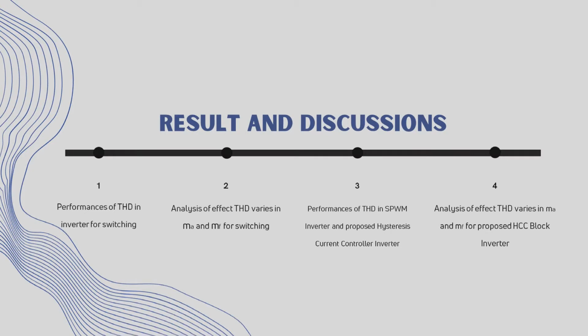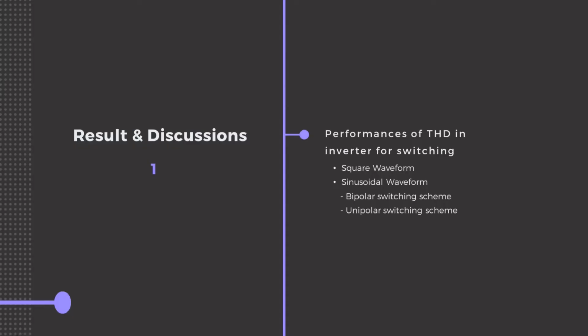It has 4 parts, which are performance of THD in inverter for switching. Second, analysis of effect of THD varies in MA and MF for switching. Third is performance of THD in SPWM inverter and proposed HCC. And the last is analysis of effect of THD varies in MA and MF for proposed hysteresis current controller. For the result and discussion, section 1 is performance of THD in inverter for switching.